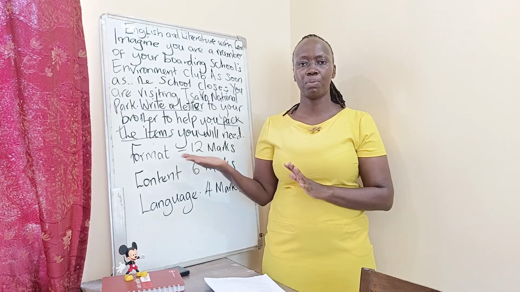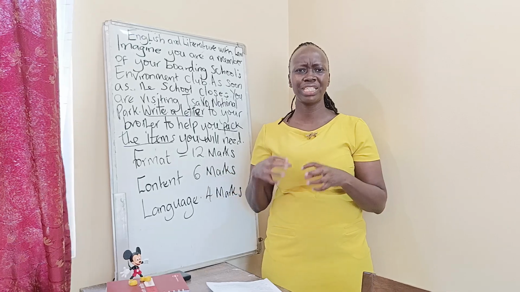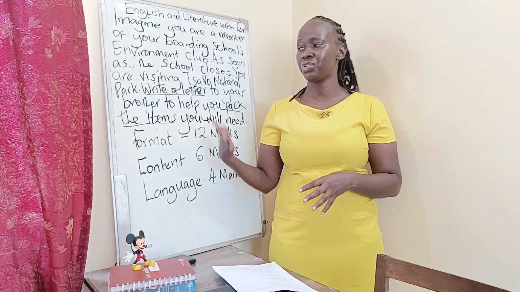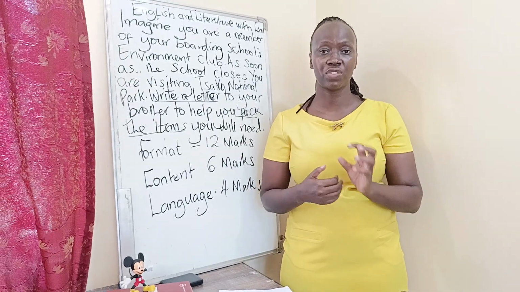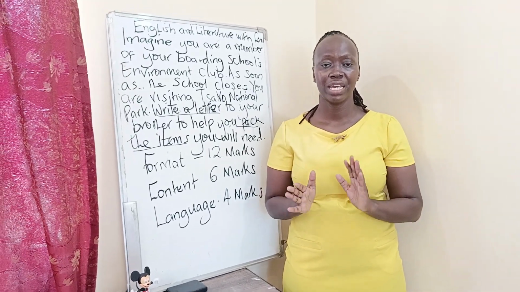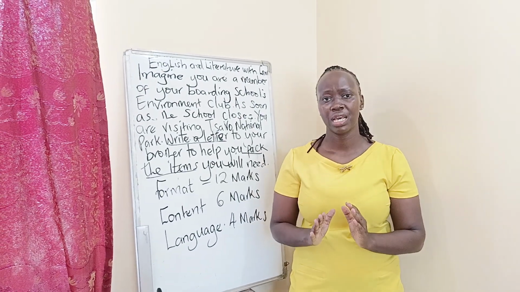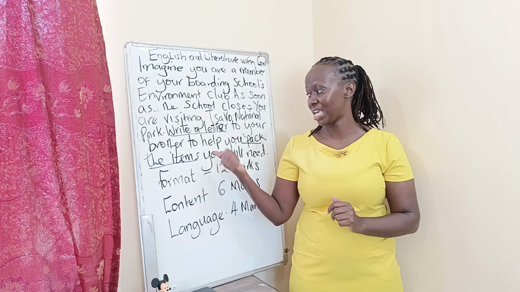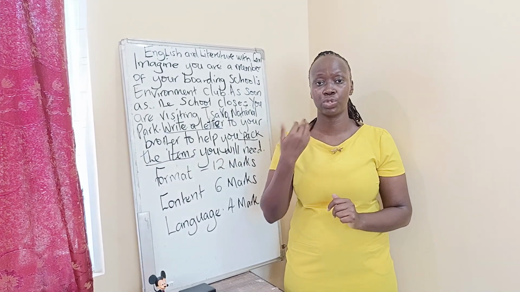So how do you go about such a question? How do you know what is required in this question? The question is normally very clear. It has given you a guideline. You have first of all to locate it and say which functional writing is this. So as you can see, it is a letter. This one is a letter because you have been told to write to your brother.